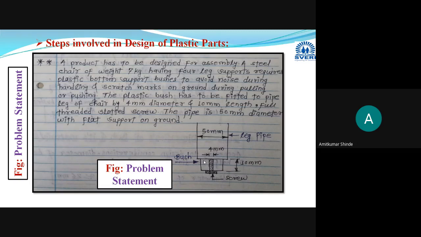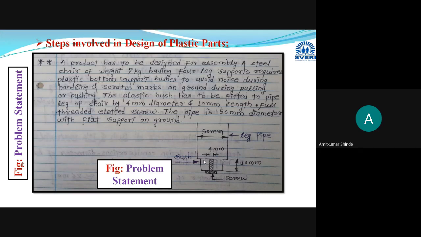Then in the third stage, you have to determine the dimensions of the bush, the diameter of the bush, then its length, and its material. You determine this with the help of how much load is acting on it, and depending on that load, you have to decide how much stress will act on that bush, and depending on that stress value, you have to decide the material. Okay, that will be your third stage.